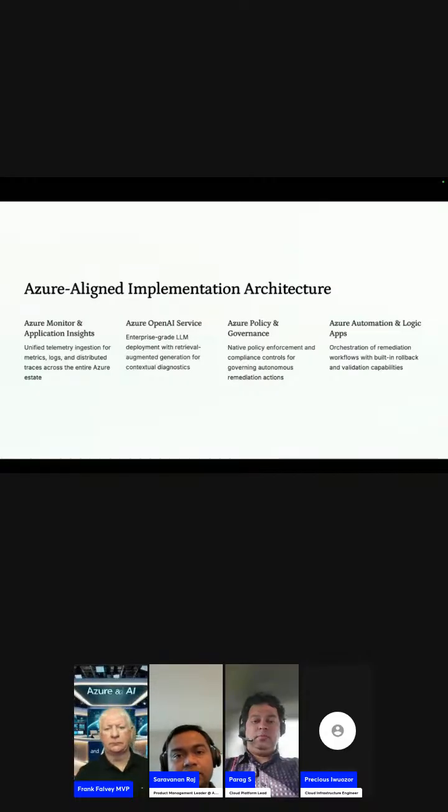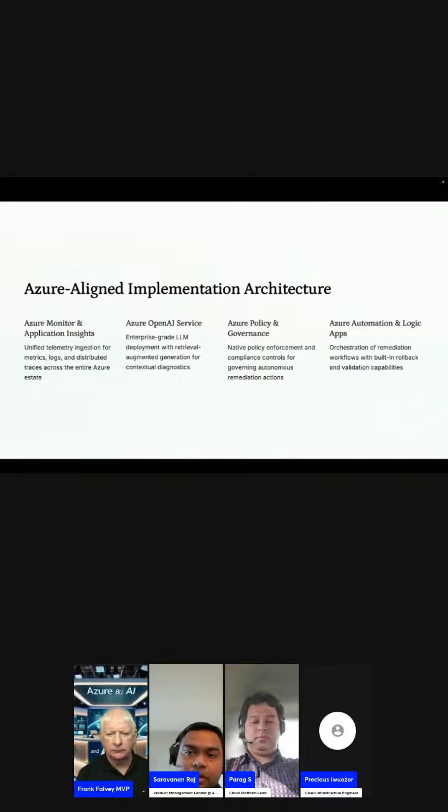And the third part of the architecture is the governance policy itself. Native policy enforcement and compliance controls are absolutely important. And the fourth one would be Azure Automation and Logic Apps.